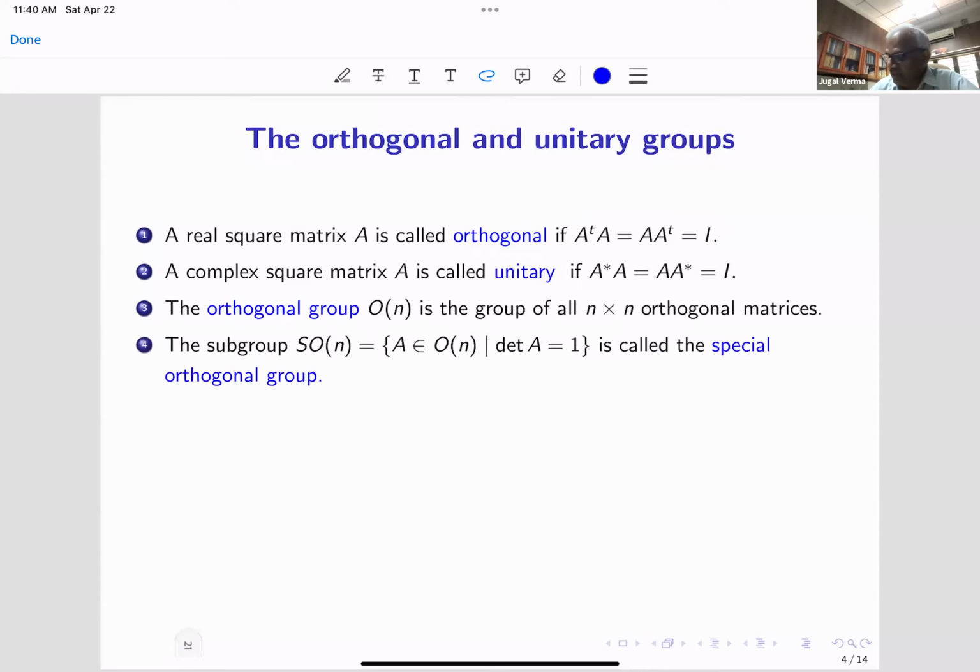Inside this group, we have this subgroup called SO(n), which is all orthogonal matrices which have determinant 1 and are of size n by n. So this is called the special orthogonal group. And this is the principal focus in my lecture, especially SO(3), right? 3x3 orthogonal matrices of determinant 1.